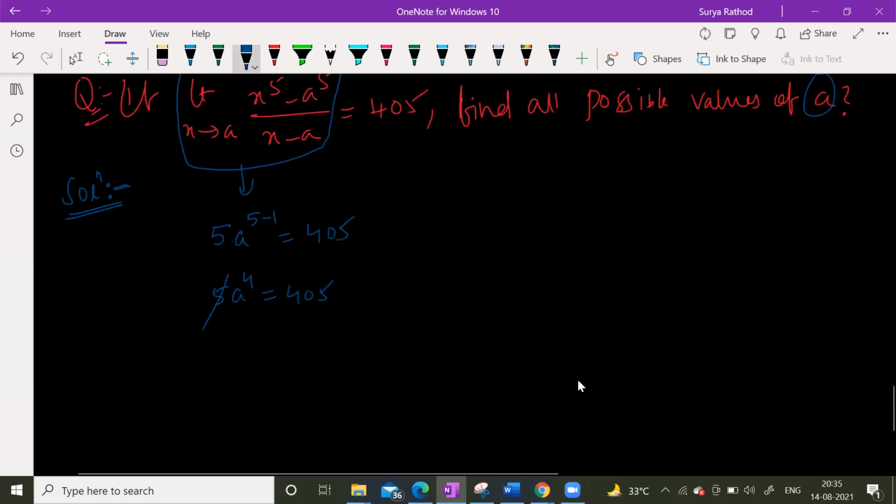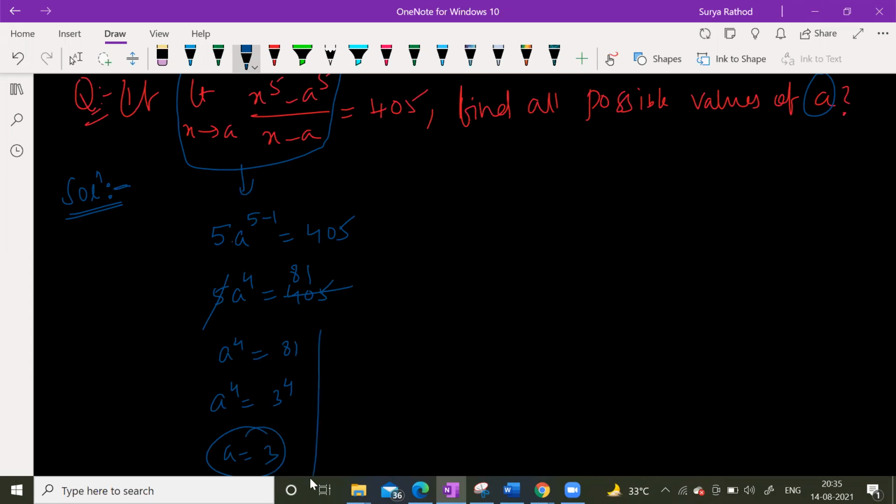So how can I solve it? 5 ones are 5, 81s are 405, isn't it? So now a power of 4 is equal to 81. Can I write 81 as 3 to the power of 4? Yes or no? Yes, sir. So what is the a value now? A value is 3.